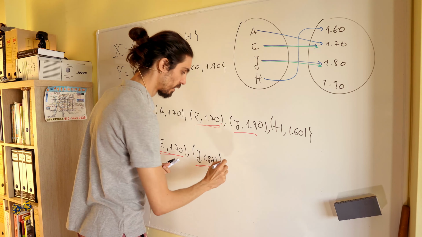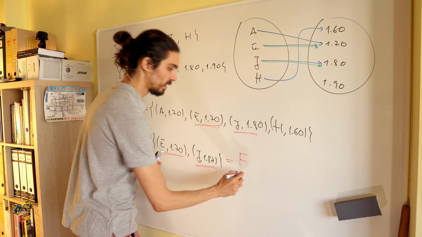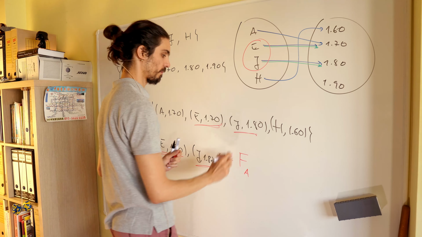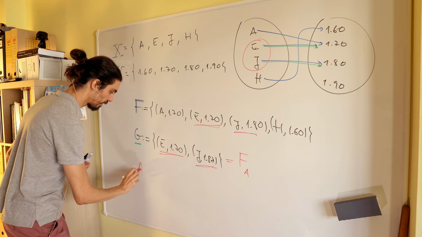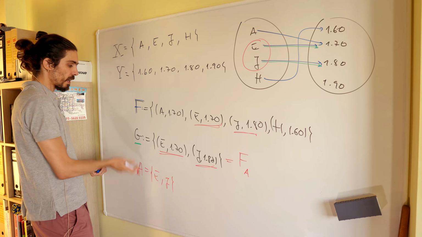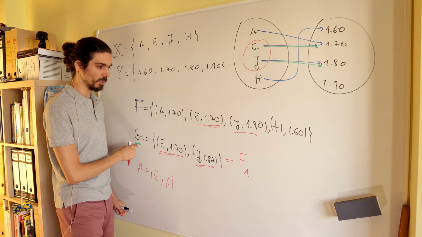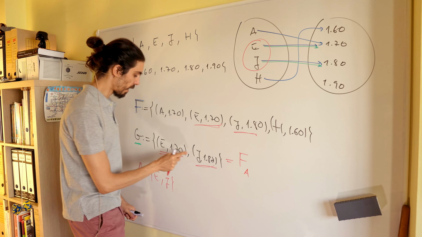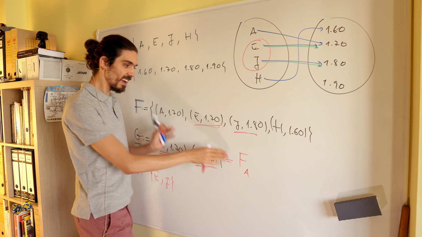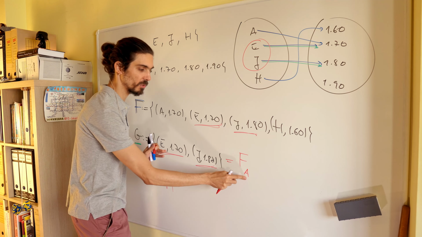Let me write it. So f restricted to the set A. What is the set A? Well, the set A is this one. So A is the set with Eve and John. It's the domain of g. Is that right? So this is the domain of g, and what we say is that the g function that we just constructed is the f function, but just taking the elements where the first entry is in A.